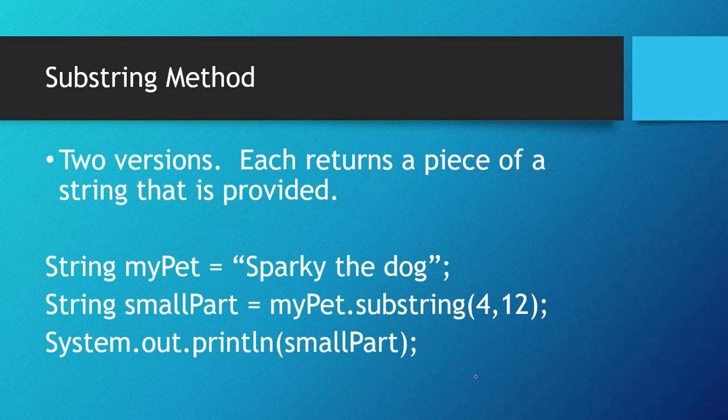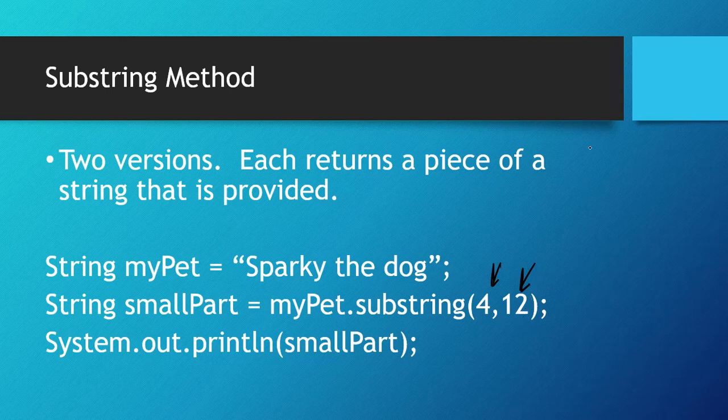Now, substring. Substring has 2 versions, and each provides a piece of a string that is provided. So I got string myPet equals "Sparky the dog", and I want to get myPet.substring(4, 12). What this will do is give me a piece of my string, a sub of the string, starting at index 4 and going to index 12, but not including 12.